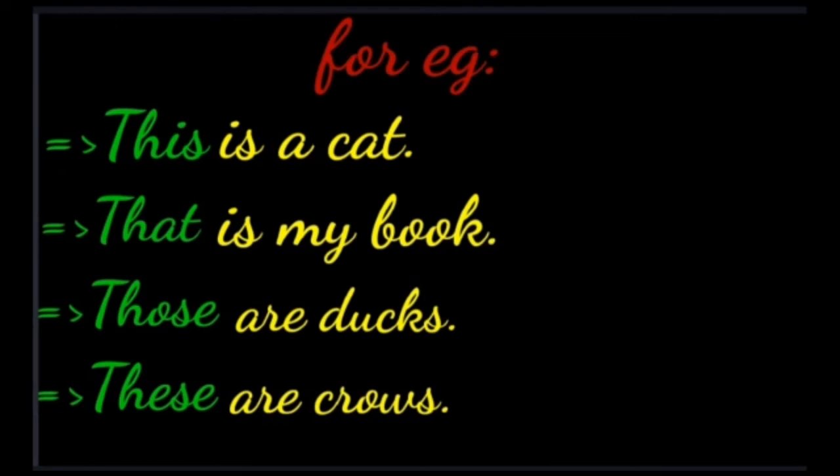For example, this is a cat. That is my book. Those are ducks. These are crows. Children, here this, that, those and these refer to the nouns cat, book, ducks and crows.